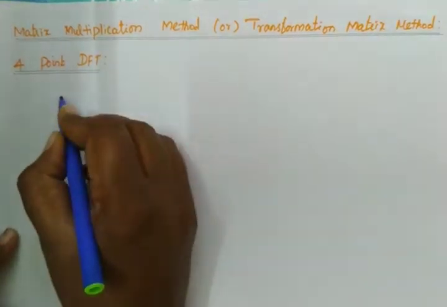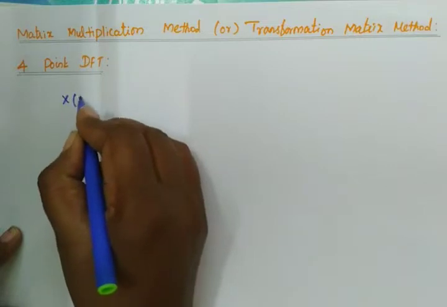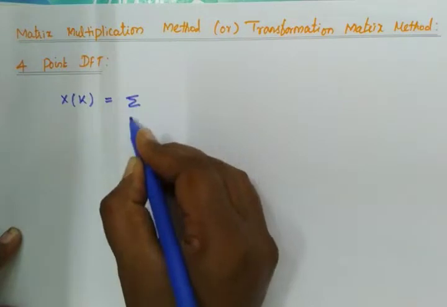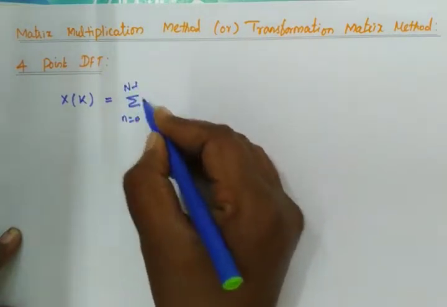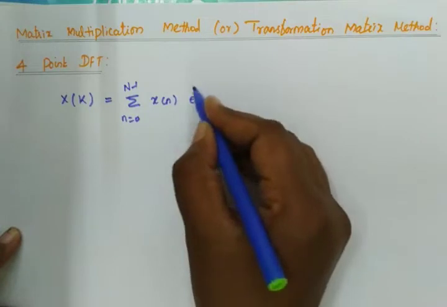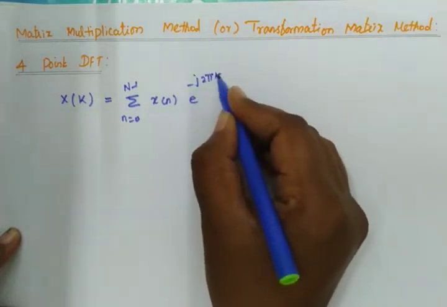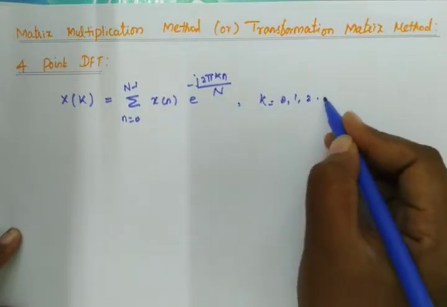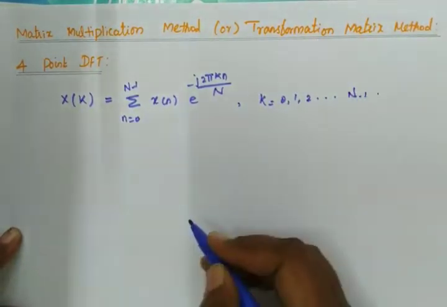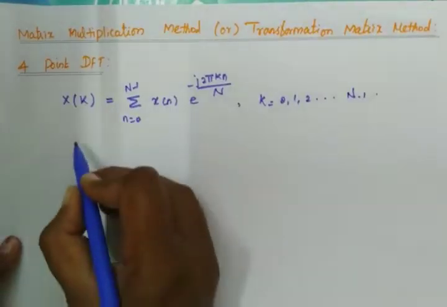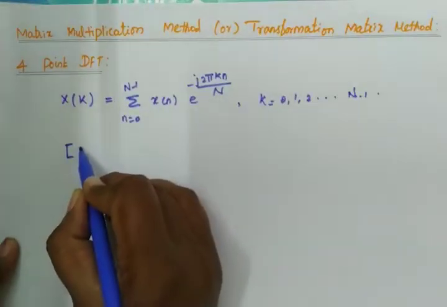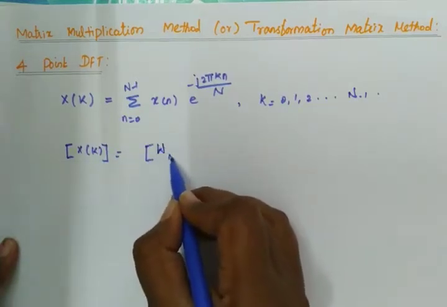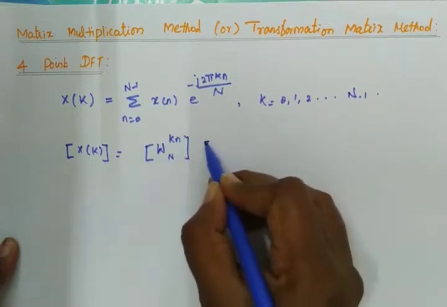By definition of DFT, we know that X(k) is equal to summation n is equal to 0 to N minus 1 x(n) into e power minus j 2 pi kn by N, where k is equal to 0, 1, 2 and so on up to N minus 1. So we know this equation. Now for matrix multiplication, we can write this X(k) as W_N^kn into x(n).